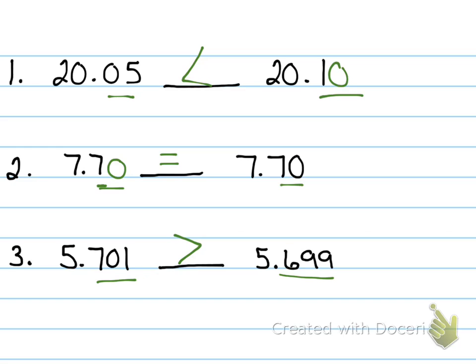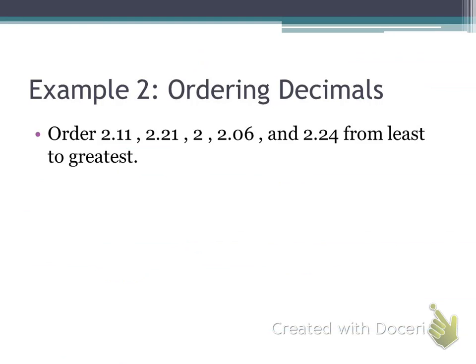Now, we read these left to right. So you're going to say that 5 and 701 thousandths is greater than 5 and 699 thousandths. All right, greater than if it's open to the number, less than if your beak is closed off to the number. All right, so in example 2, I'm ordering decimals, figuring out which one is smaller, which one's bigger.